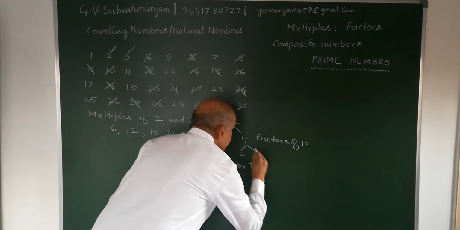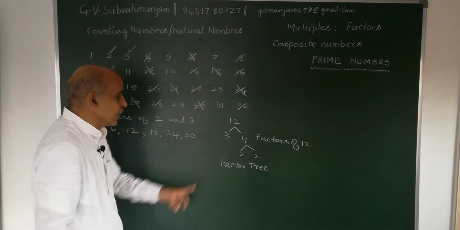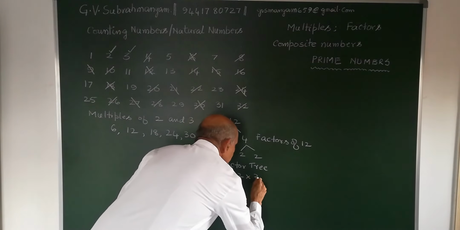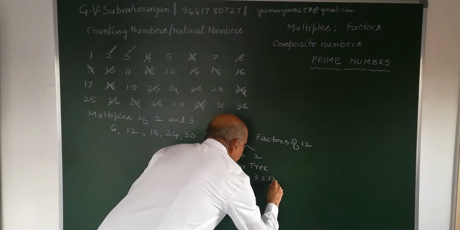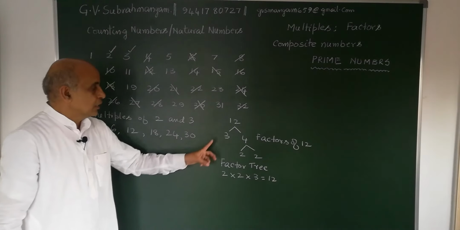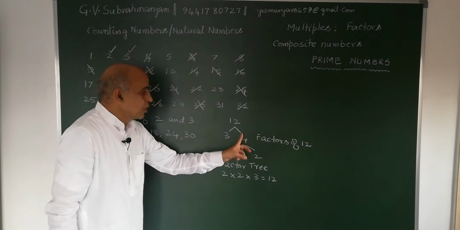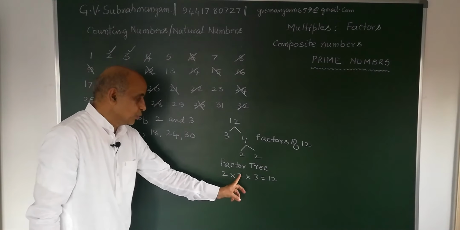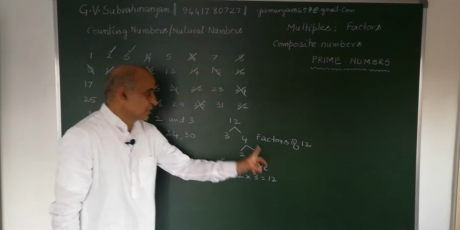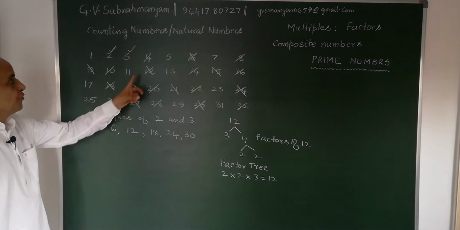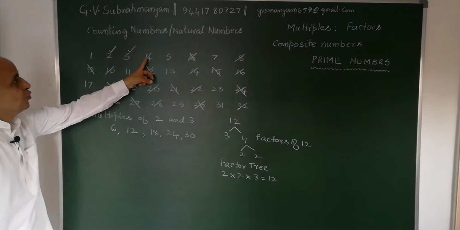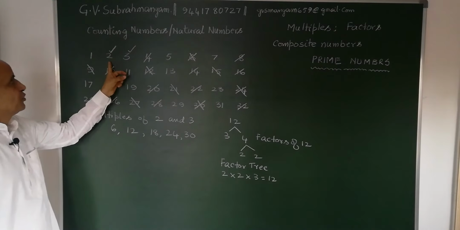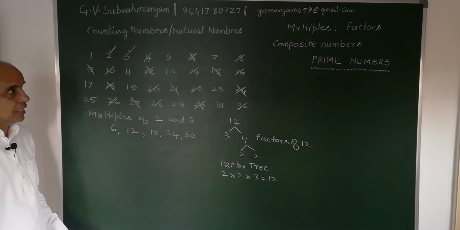Factor tree. That means this 12 can be written as 2 into 2 into 3, which is equal to 12. So these 3 and 4 are factors of 12. Also you can say 2, 2, 3 are factors of 12. Whereas these are called multiples: 4, multiple of 2, 6, multiple of 3, etc.